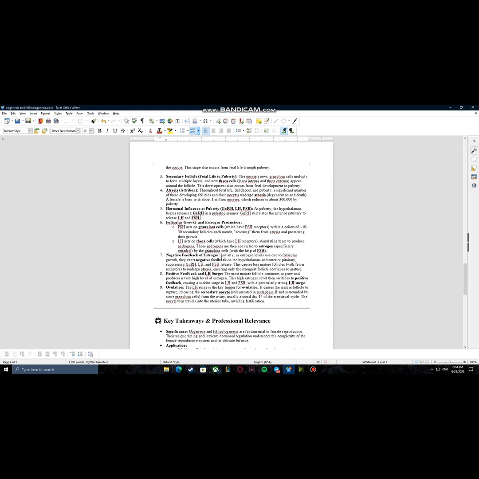Negative feedback of estrogen. Initially, as estrogen levels rise due to follicular growth, they exert a negative feedback on the hypothalamus and anterior pituitary, suppressing GnRH, LH, and FSH release. This causes less mature follicles with fewer receptors to undergo atresia, ensuring only the strongest follicle continues to mature.